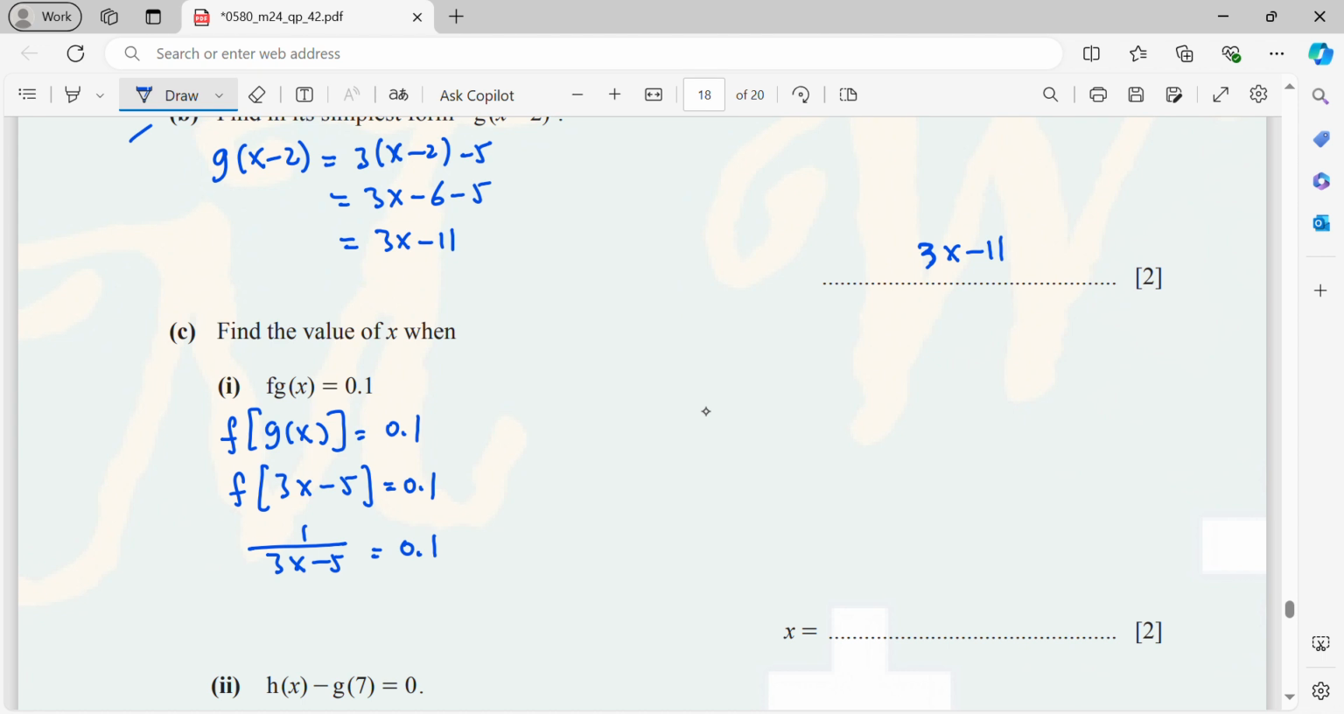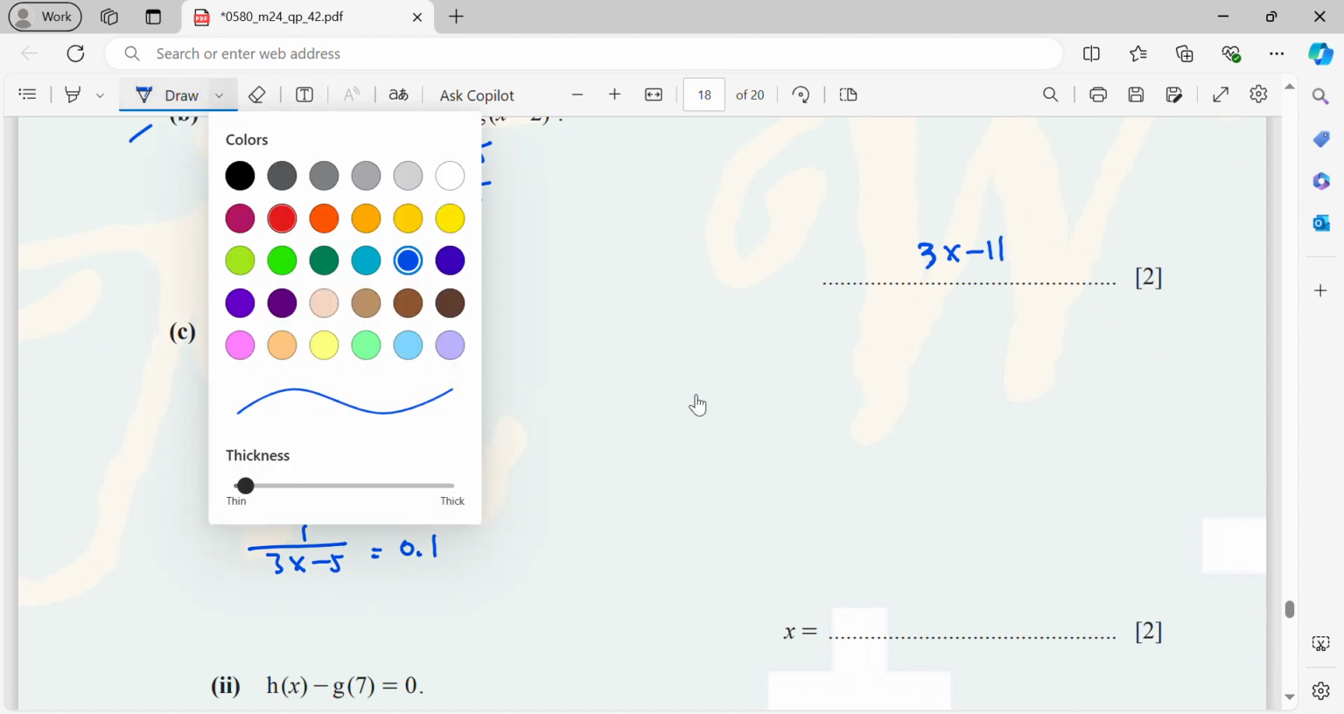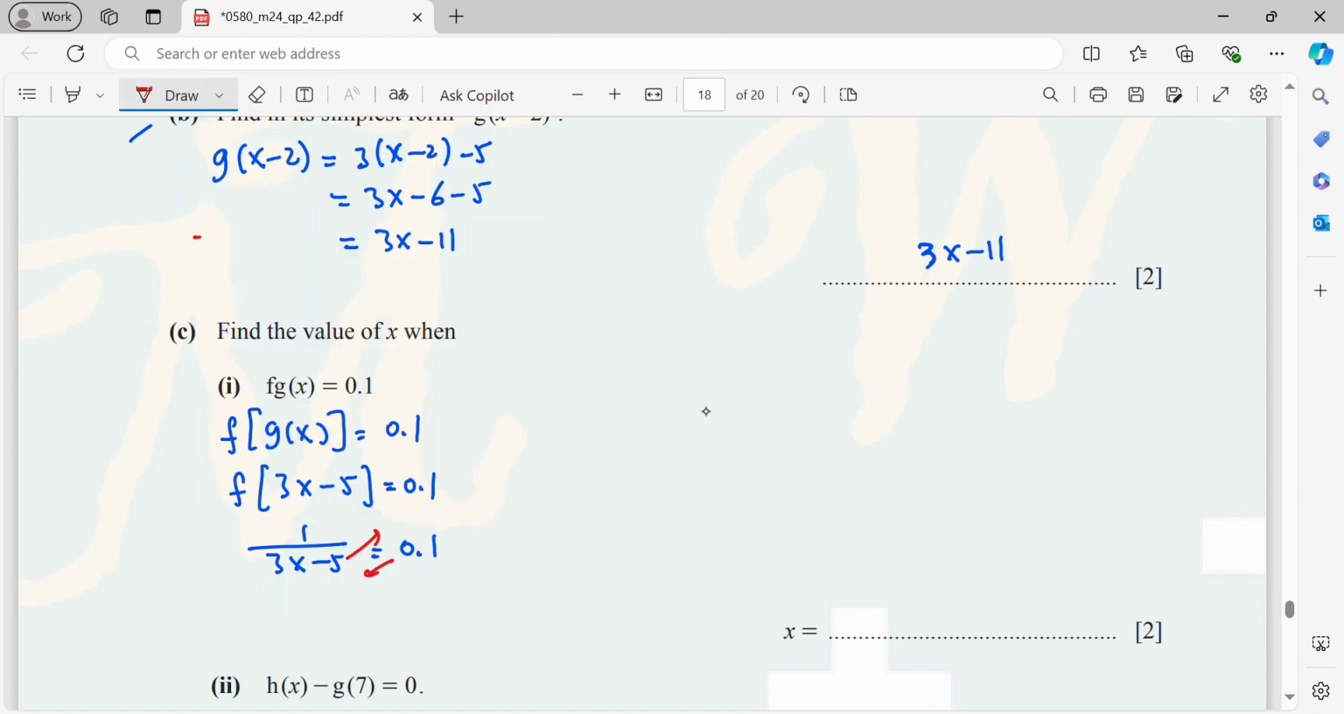So the 3x minus 5 moves up and the 0.1 moves down, because we need to find the x now. So I will get 1 over 0.1 equals 3x minus 5. So 1 over 0.1 is basically 10. So 10 equals 3x minus 5. So 3x is, the minus 5 moved to the other side, that is plus 5. Then you get 15. Therefore, your x is 15 over 3. That is going to be 5.